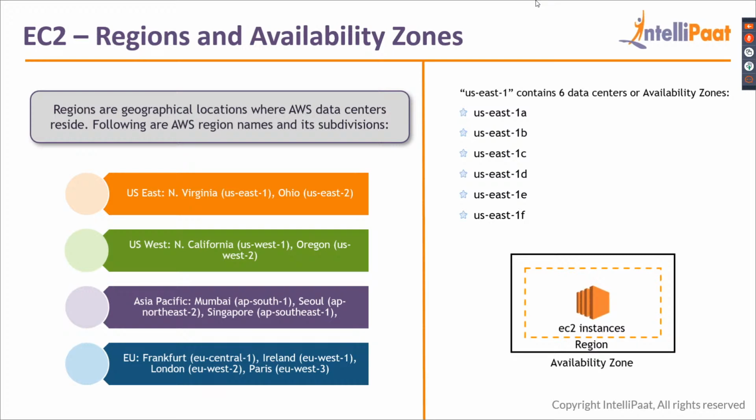So even if data center 1A goes down, your application will still be running in data center 1B. Same thing if your application is huge and you have enough capital to run it in multiple data centers: you can run in 1A, 1B, 1C, and 1D. And even if one or multiple data centers go down, your application will still be online.